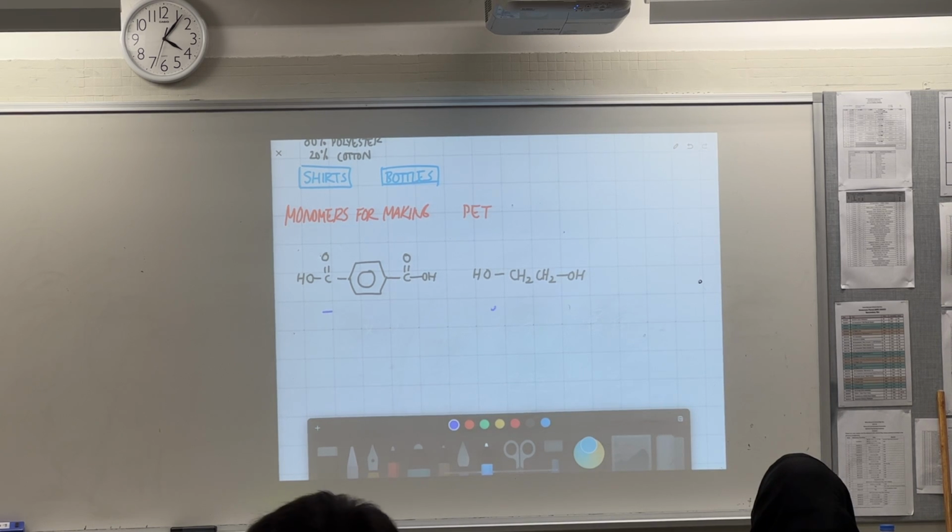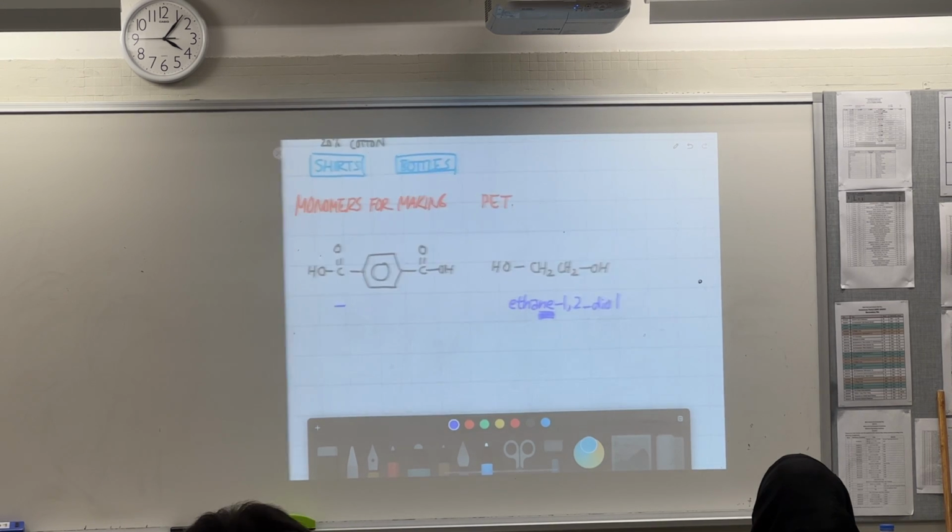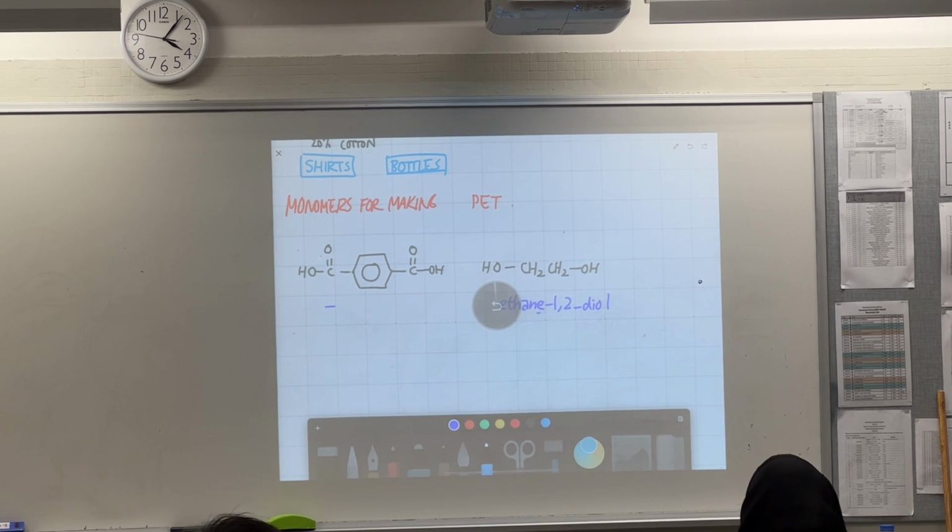So close. Ethane 1,2 diol. Okay, so ethane. Yeah, you're just missing this part. Other than that, it's mostly fine. Ethane 1,2 diol with an E. So there's an E here.